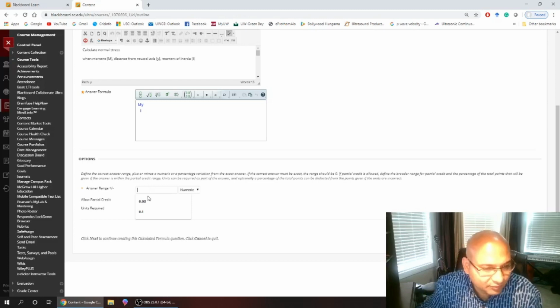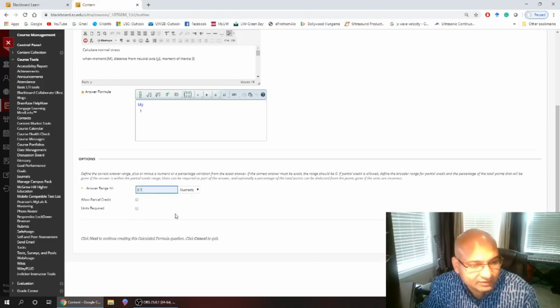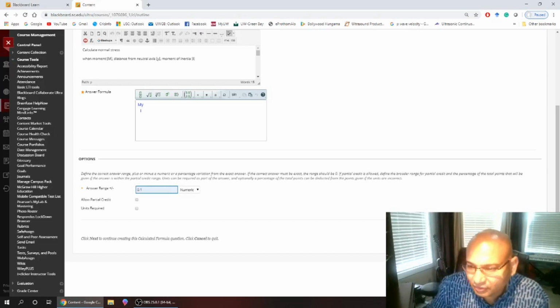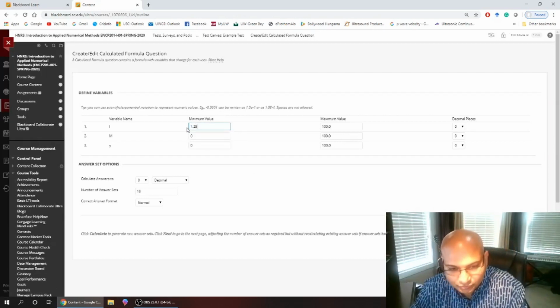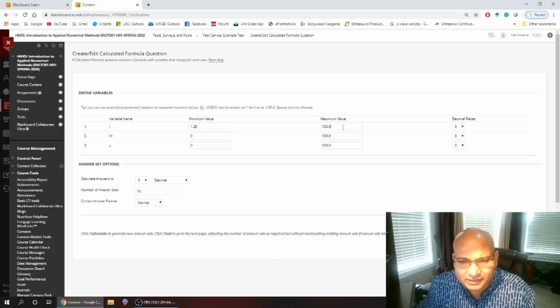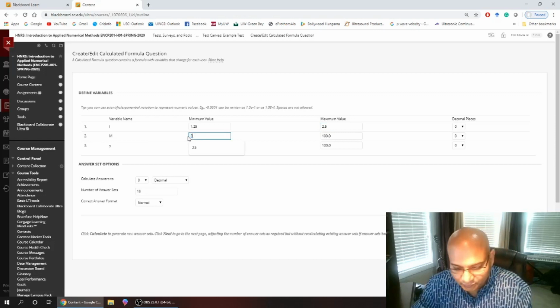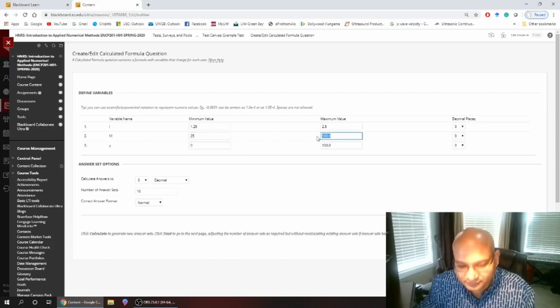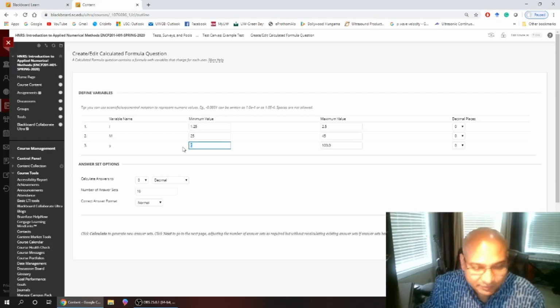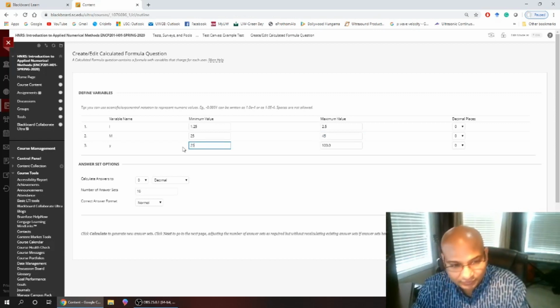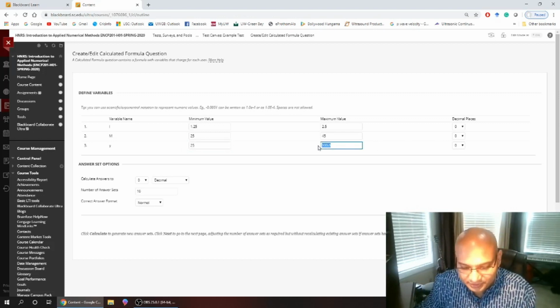Now let's provide the answers. If you want to have an allowance in the answers, let's say 0.1, then plus or minus 0.1 answers are allowed. Let's go to next. Here I have to provide a minimum value. Let's say 1.25, I'm just giving some arbitrary number, and maximum value is 2.5. M value is like 25 kilonewton meter to 45 kilonewton meter. Y might be 25 millimeter.